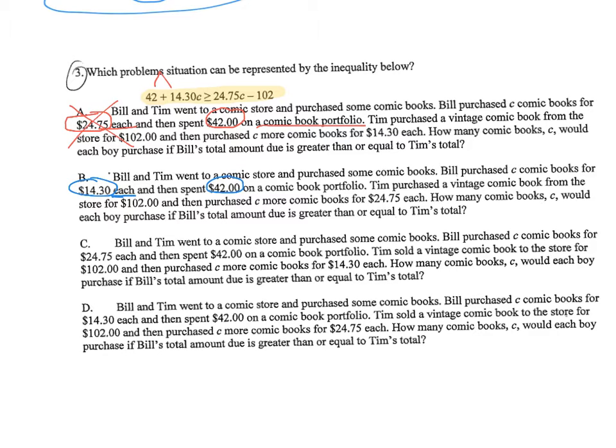And then Tim, so the other side of the equal sign, purchased a vintage comic book from the store for $102, and then purchased C more comic books for $24.75 each. How many comic books would each boy purchase? Okay. I'm going to put a star because that one might work.